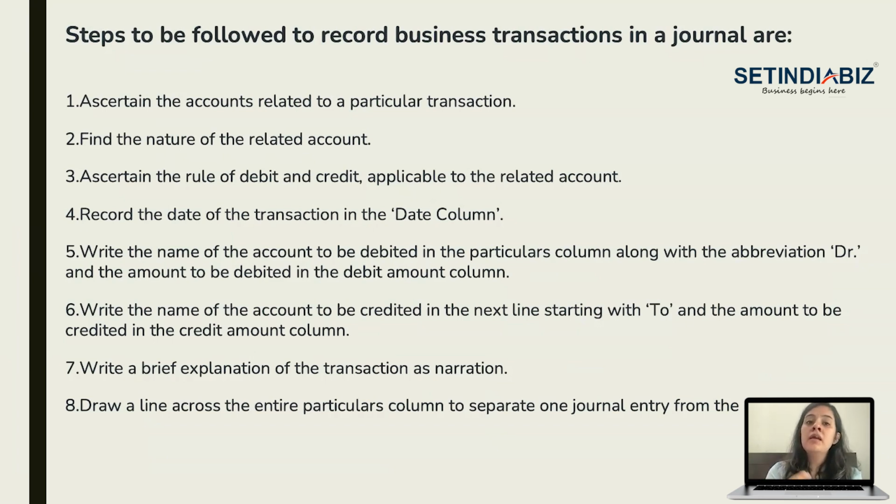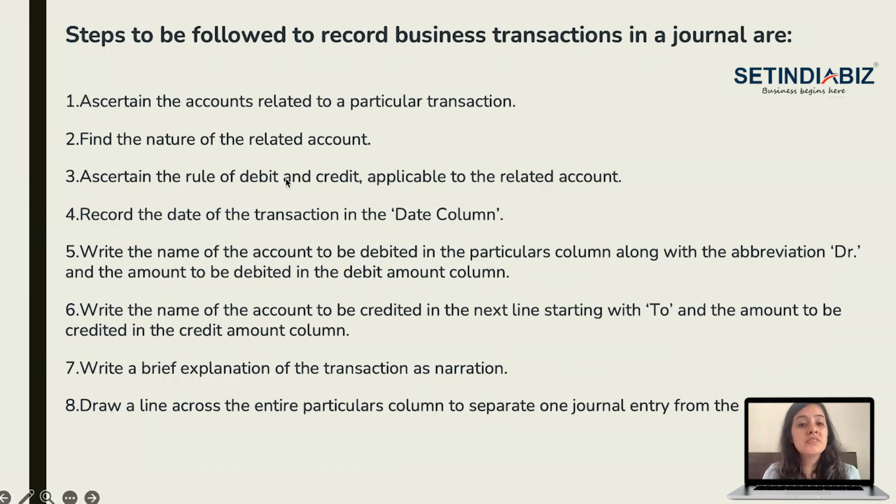Suppose if I'm paying ABC company in cash for those raw materials, so it will be purchases account and cash account. These are the two accounts that will be affected, right? We will do it properly in the next slide, but I'm just giving you the example side by side. Find the nature of the related account, right? Whether the purchase account is being affected or sales account is being affected, which account is being affected, we have to find the nature of that related account.